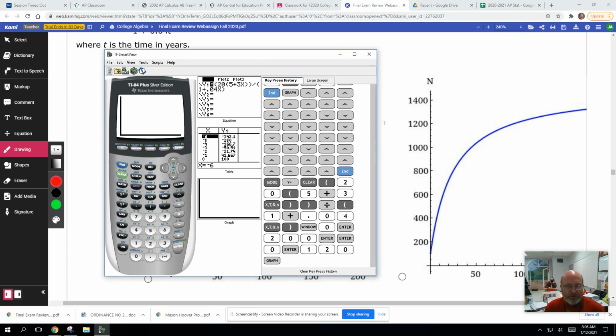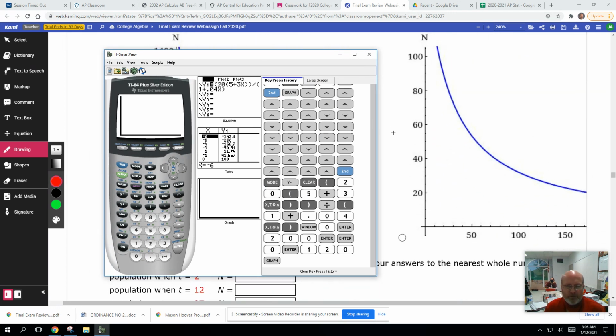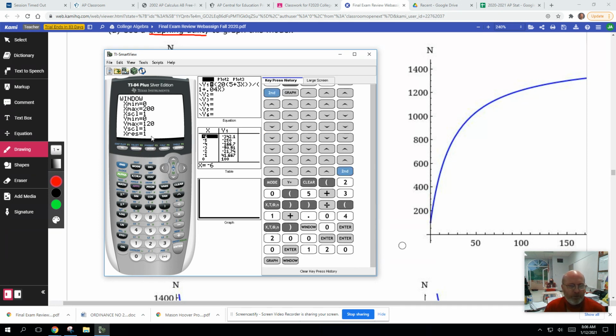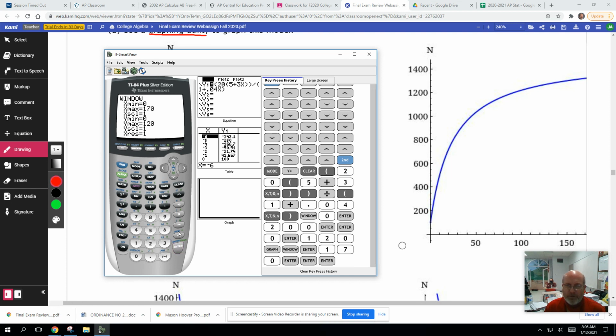So we are going to try this one. Looks like 0 to 170 on the x-axis and from 0 to 1420 or 1450, something like that. So we'll set the window there. 0 to 170. Then 0 to about 1450.